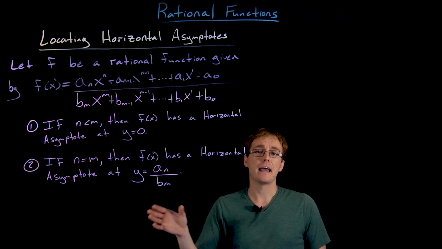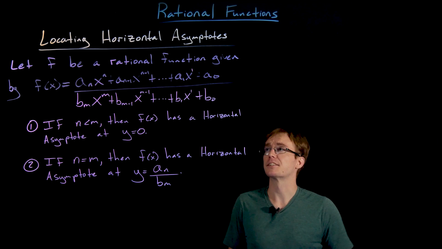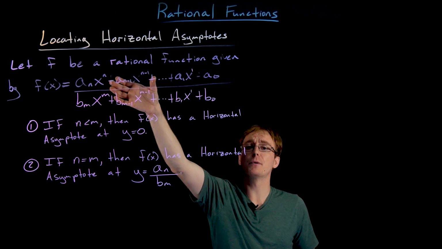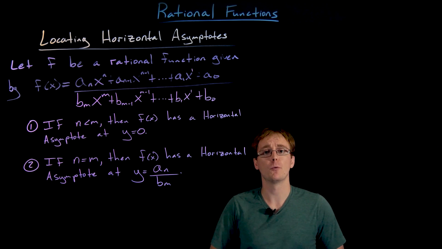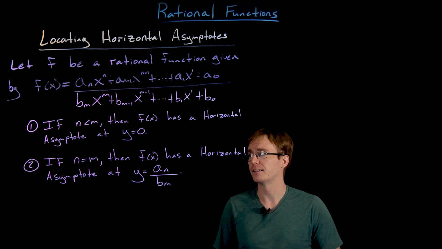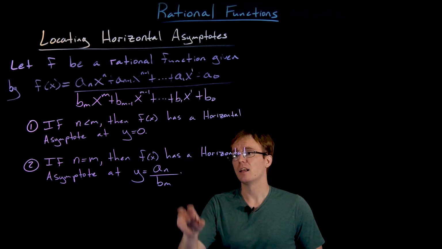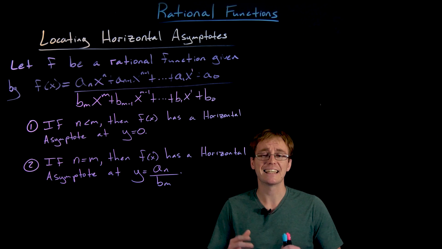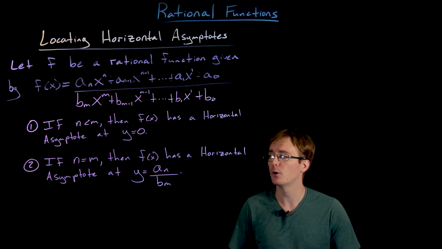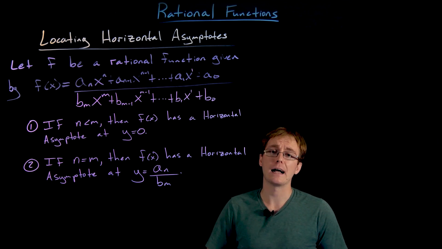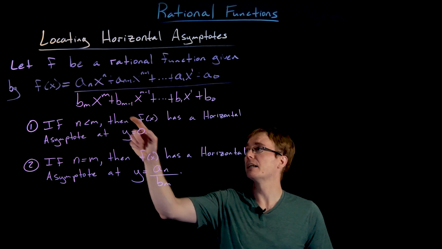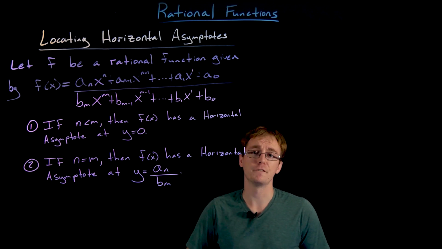So what if n and m are equal, meaning that the degree of the polynomial in the numerator compared to the polynomial in the denominator are exactly the same? Well, if that is the case, then our rational function is again going to have a horizontal asymptote. The idea is our horizontal asymptote is going to be given by the ratio of the leading coefficients of our rational function.